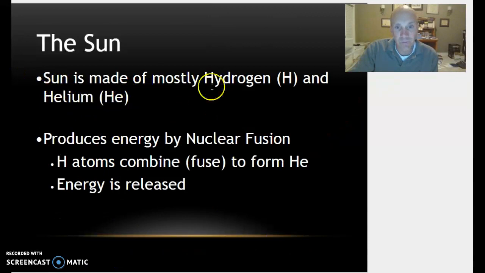So, what is the sun made of? It's made of mostly hydrogen and helium. Actually, the sun is a big factory where it turns all that hydrogen into helium. That process is called nuclear fusion. In this process, hydrogen atoms combine to form helium, and when this happens, energy is released. The energy that is released is the energy that gets converted to light and eventually makes it to the surface of the earth.